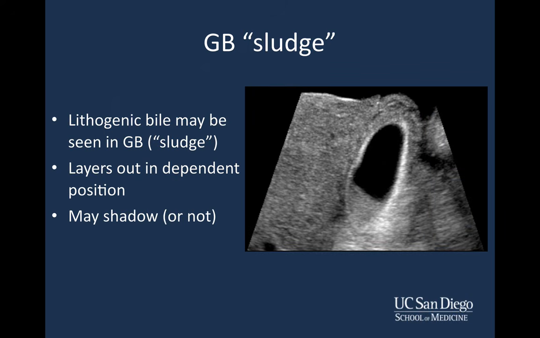Now, before a stone actually becomes a stone, oftentimes you may have heard the term that the patient has sludge in their gallbladder. And sludge is essentially just a term describing the lithogenic bile that can be seen in the gallbladder. So it hasn't yet become solidified and turned into a stone per se. It often will layer out in the dependent position, and it may shadow or it may not. It all depends.